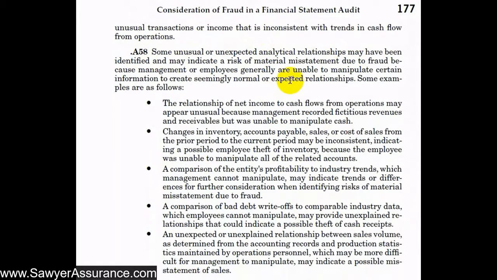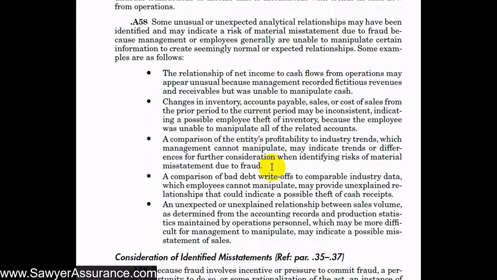And there are some relationships that management is generally unable to manipulate, and that might help us to identify fraudulent information. So, a few examples of those here. First, the relationship of net income to cash flows from operations might appear unusual because management may have recorded fictitious revenues and receivables, but they're not able to manipulate cash. So the entity might be showing a whole lot of net income, but not a whole lot of cash flow related to that income, so that might be suspicious.